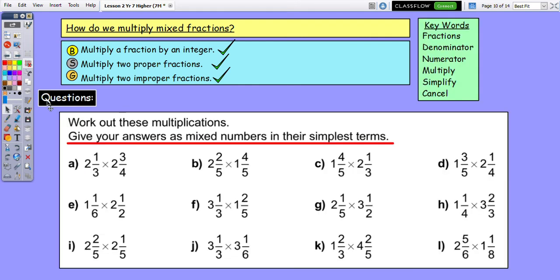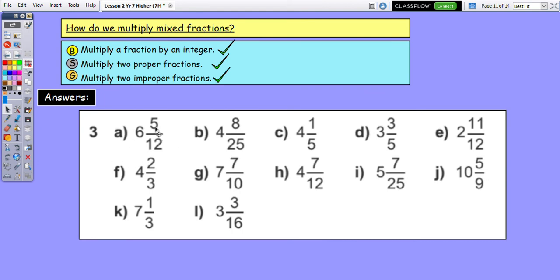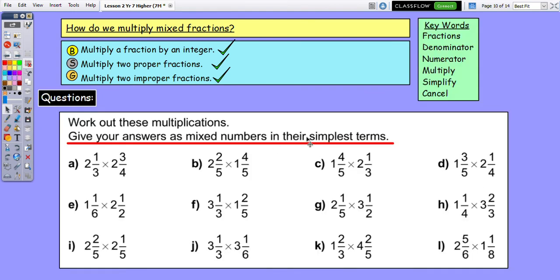Remember that if you're given a question as a mixed number, it's always good to give your answer as a mixed number, and you're asked to do so in this question. Okay, so make sure you can do that.